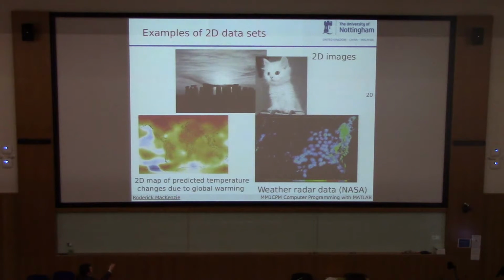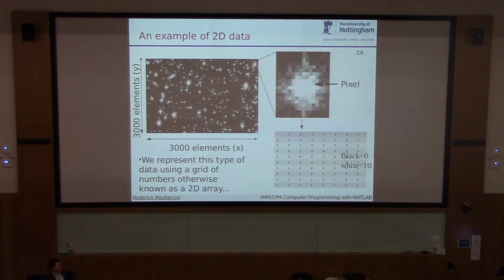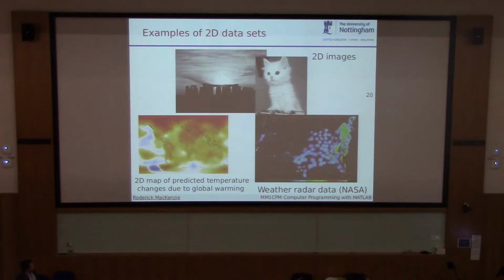So here we've got some black and white or grayscale images. These can be represented just as 2D arrays, just a square of numbers, basically. Other examples of 2D arrays might be this 2D map. Okay, the world is round, but it's been projected onto a 2D plane. This 2D map shows the predicted rise in temperature through global warming, if we all carry on driving those VW cars.